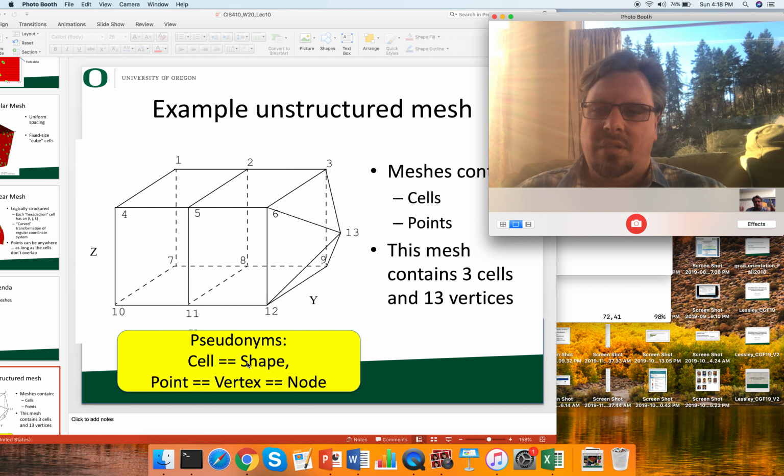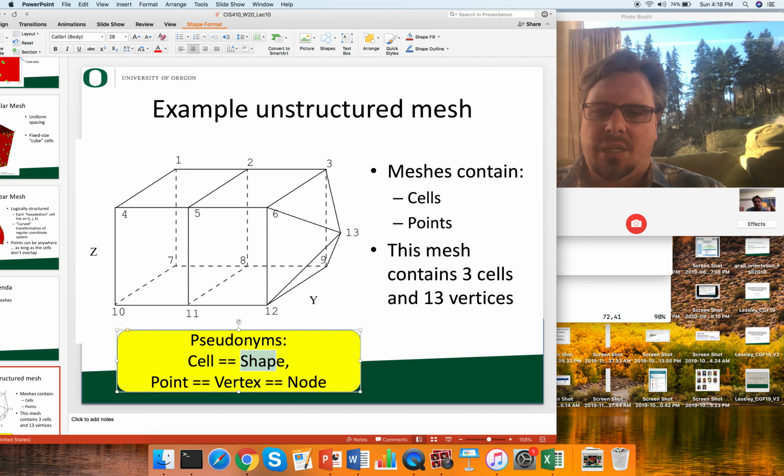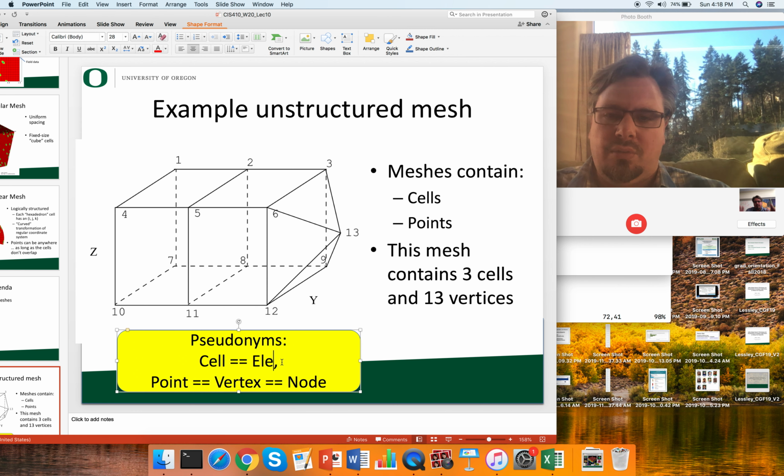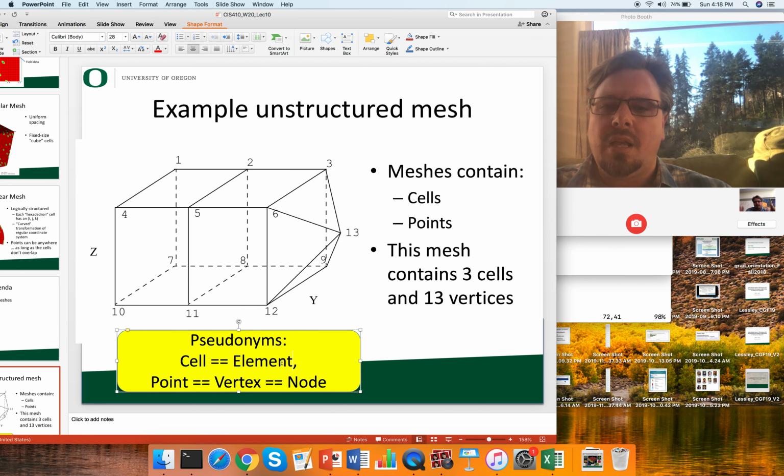Now, it says cell equals shape. I don't like that. Let me change that right now. Cell equals element. And so then there's different types of elements, and I'll actually have more of them in following slides. And so this particular example has 3 cells, which, as we already said, and 13 vertices. And you can see them labeled 1, 2, 3, all the way up to 13.